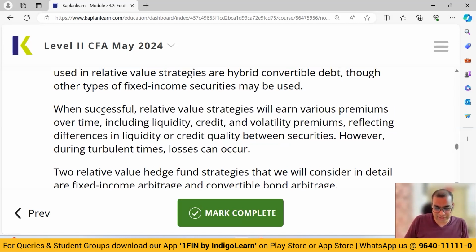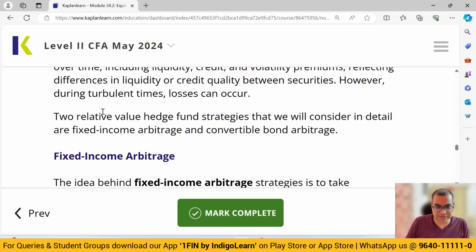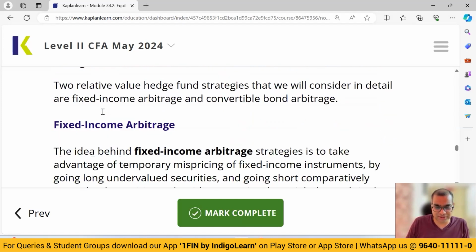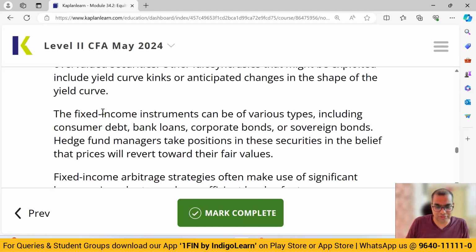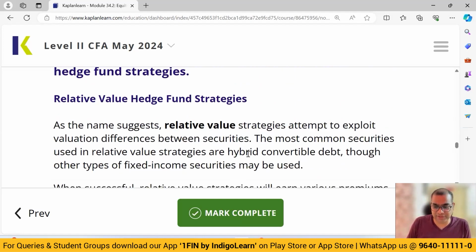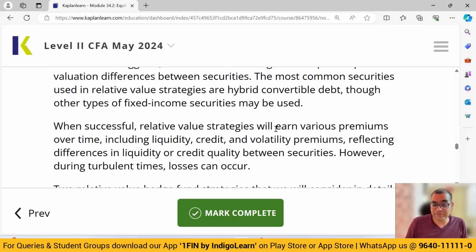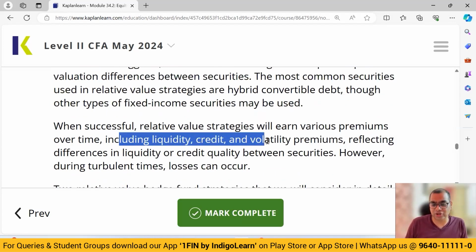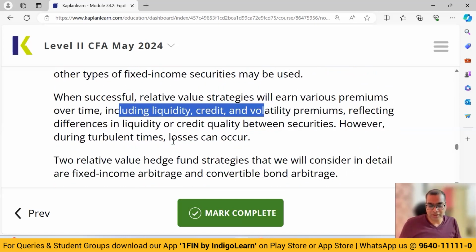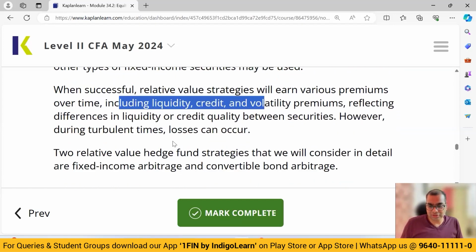When successful, write this in the first column itself. First column is investment type. In that, write: will earn various premiums, including liquidity, credit, volatility. So, will earn liquidity, credit, and volatility premiums.